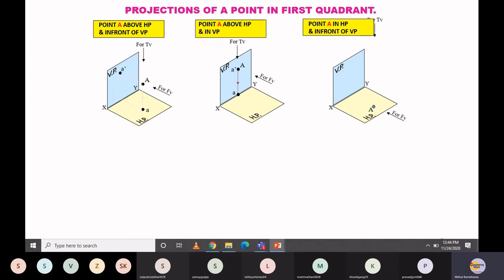See, this is the front view projection. When you look from the front, the projection of this point A exactly appears on this XY line. When you extend the projectors and they meet the XY line, that gives the front view projection, which is represented by A dash. Where exactly does the top view appear? It is exactly the same place where the original point A is placed, that is on the HP. So on the HP we have a top view projection.